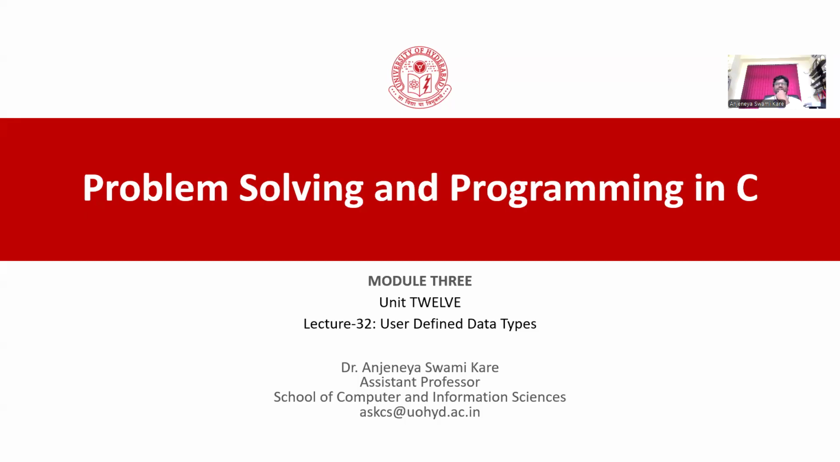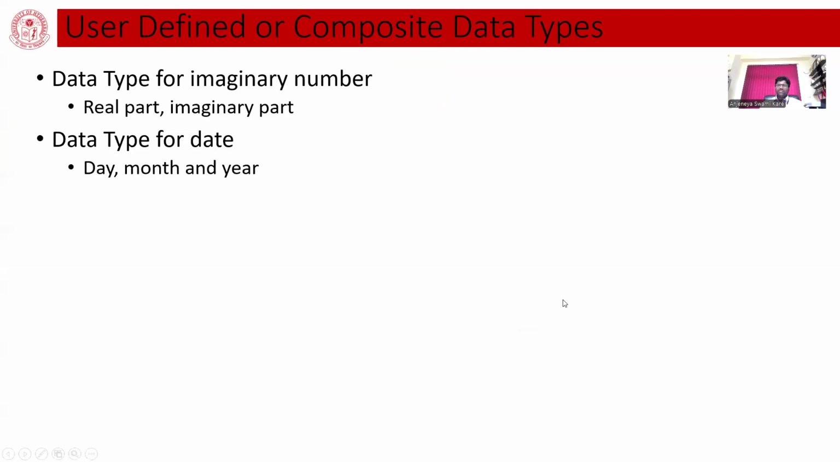So far we have seen basic data types like integer, float, double, character, string, and arrays. But in many applications, for example, a date of birth has three fields: day, month, and year. An imaginary number has two fields, the real part and the imaginary part. To define such composite data types, we need to create our own data types by combining two or three existing data types. Let us see how to do that in C.